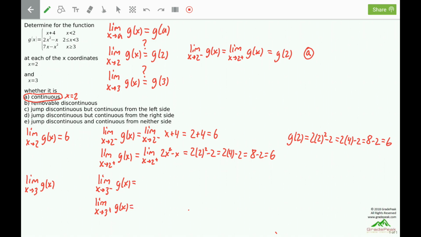The left side of 3 means less than 3, but we want to stay near 3, so we don't want to be less than 2. That's too far away. We want this one. And so we can replace g of x with 2x squared minus x. And that will give us, if we plug 3 in for each of the x's, 2 times 3 squared minus 3. 3 squared is 9. And 2 times 9 is 18. So 18 minus 3, which comes out to a 15.